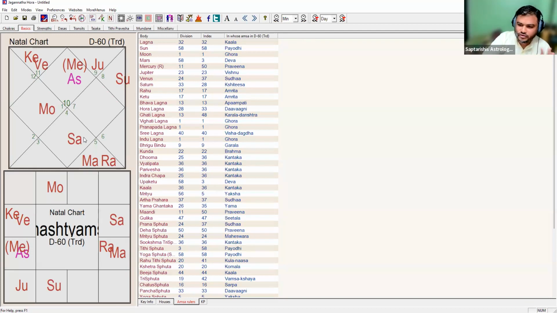Okay, so I have my own reasonings for it. But today, whatever I'm teaching you, I'm teaching you in terms of Amshas. Like Lagna is in Kala Amsha. Now, how to use it?